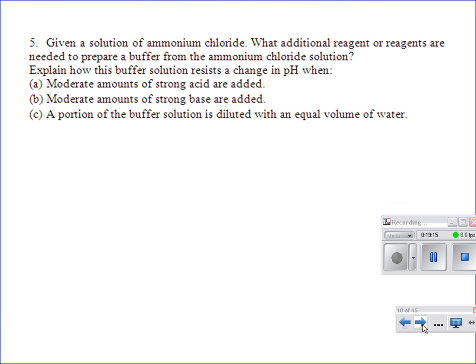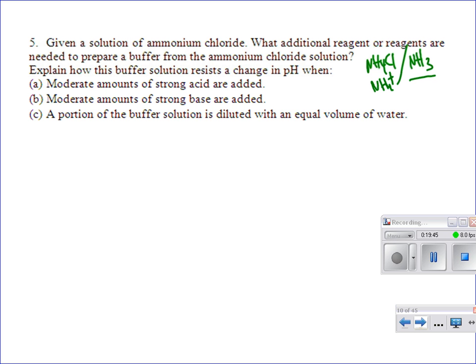Given a solution of ammonium chloride, what additional reagent or reagents are needed to prepare a buffer from ammonium chloride? What else do we need if we have ammonium chloride? What is ammonium chloride? That's ammonium chloride. So what do we need? Good. We need ammonia as well. Okay, so those are our two parts. This is really NH4+.